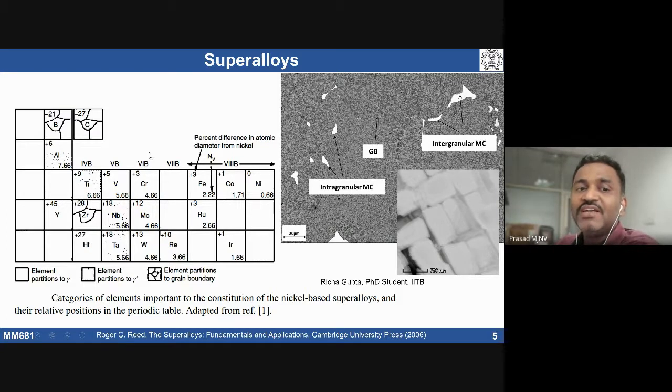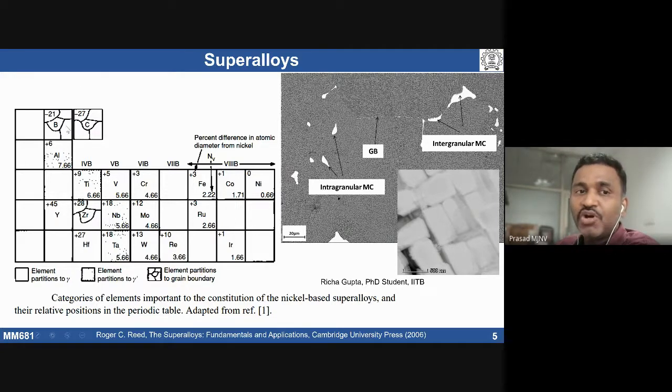If we take a nickel matrix, we do see various types of alloying elements present. Some of the alloying elements can go into the gamma matrix and strengthen it, so solution strengthening can take place. Some can go into the gamma prime intermetallic. Some alloying elements can form carbides or borides.